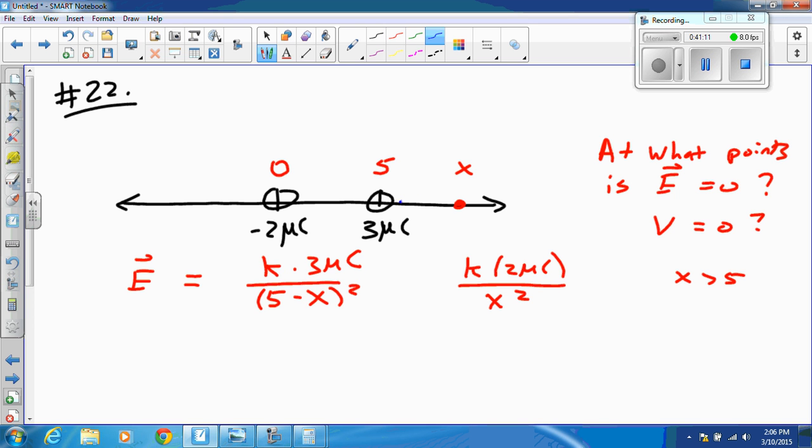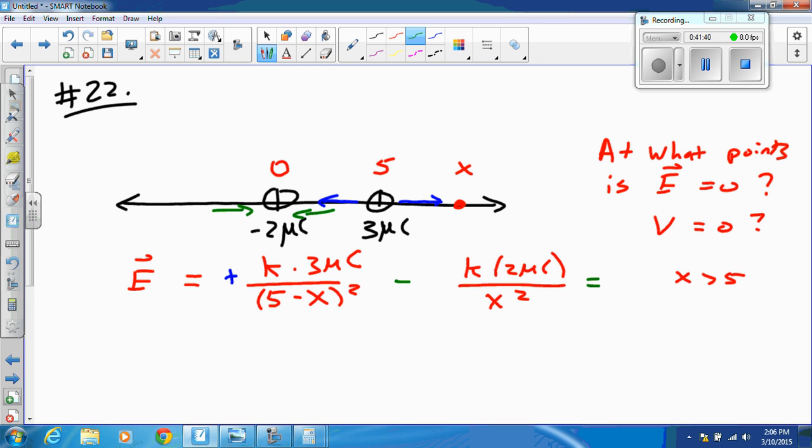Well, this is a positive charge, and it puts out electric field in this direction, like so, out away from itself, right? So therefore, on this side of 5, this is positive. Whereas the negative charge sucks in field lines towards itself, so that on this side of 5, this guy is negative, just like that. Does everybody see how I did that?